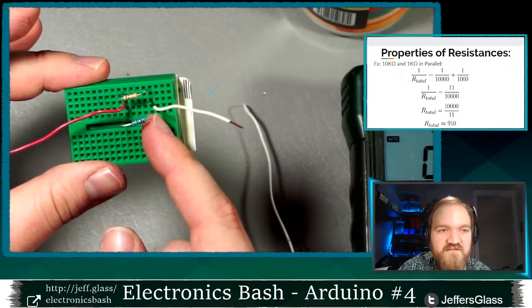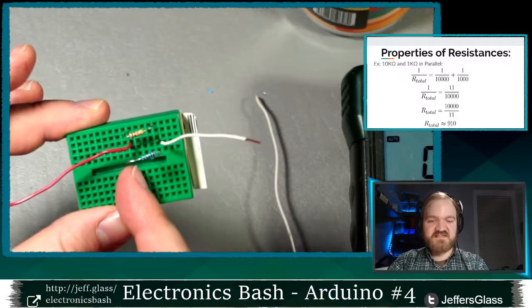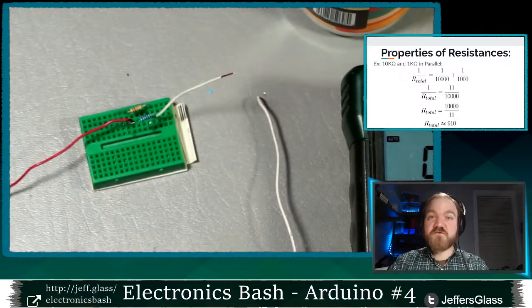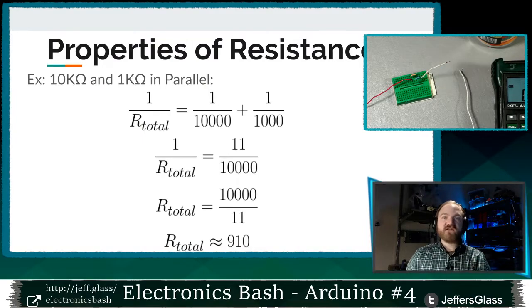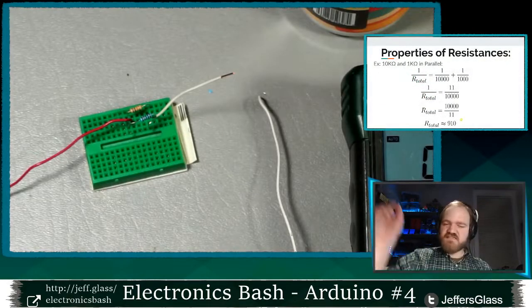You can see both of the right-hand sides of these resistors are connected to the same row. Both of the left-hand sides of these resistors are connected to the same row. These two resistors are in parallel. So before we measure it, let's see what we should expect the equivalent resistance to be, right? So here's our equation. 1 over the total resistance is equal to the sum of 1 over the individual resistances. So 1 over our total resistance is equal to 1 over 10,000 plus 1 over 1,000. We add these two terms together on the right, we get 11 over 10,000. We can flip both those things on their head. We get total resistance is equal to 10,000 over 11. And so our total resistance should be about 910 ohms, we should expect to see.